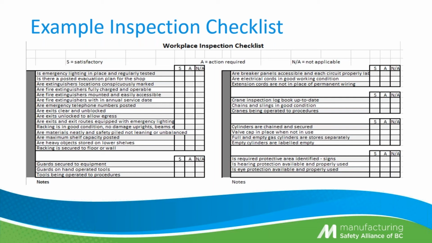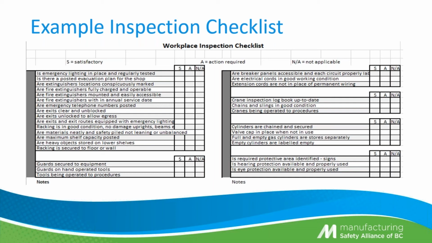If you skip down to the next section, it's asking a few questions about guards, machine guarding, right? Are the guards secured to the equipment? Are guards on hand-operated tools in place? Are tools being operated to the procedures? Next one here on the far side, the second row, we're looking at breaker panels. Are they accessible? We're looking at electrical cords, extension cords. Then there's a section here on cranes for this company. Another section, they have cylinders, they're doing welding.